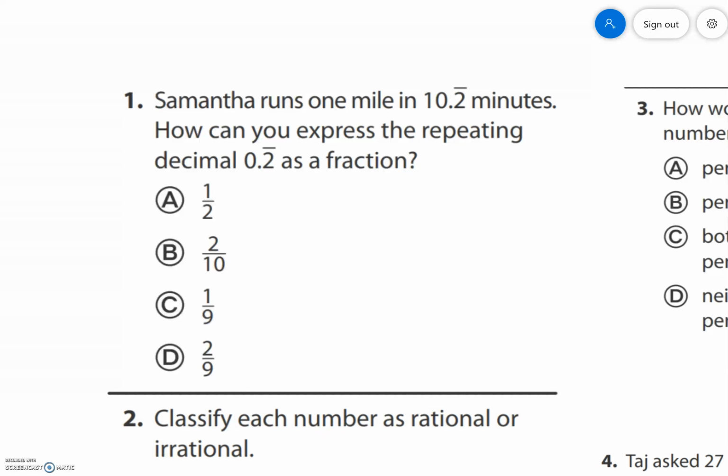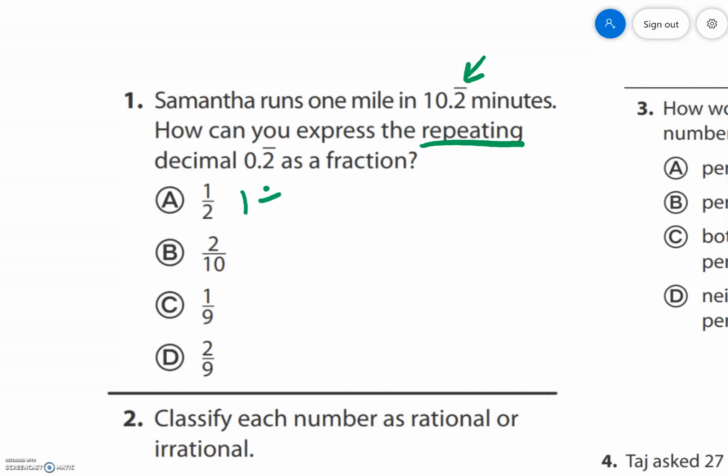Samantha runs 1 mile in 10.2 repeating minutes. How can you express the repeating decimal 0.2 repeating as a fraction? Remember, this line above means repeating, so the number keeps happening. Since it's multiple choice, we can try each of these numbers and see which gives us 2 repeating.